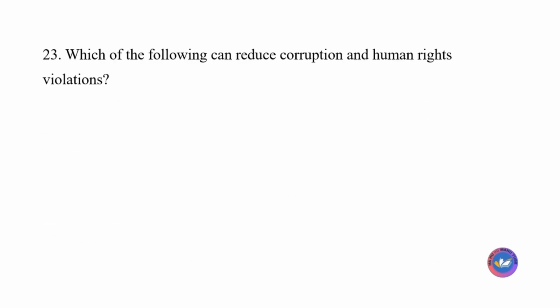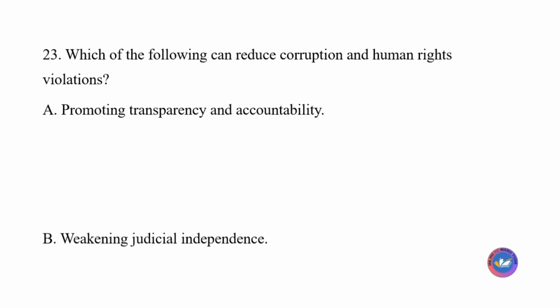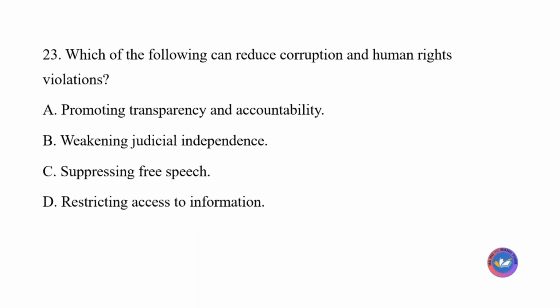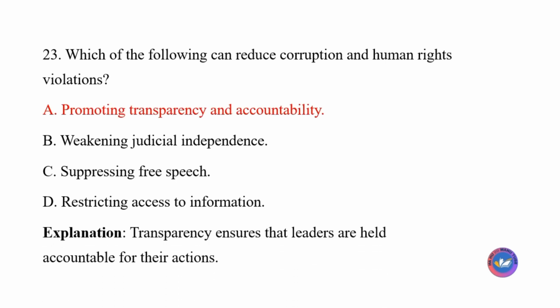Question number 23. Which of the following can reduce corruption and human rights violations? A. Promoting transparency and accountability. B. Weakening judicial independence. C. Suppressing free speech. D. Restricting access to information. The answer is promoting transparency and accountability. Transparency ensures that leaders are held accountable for their actions.